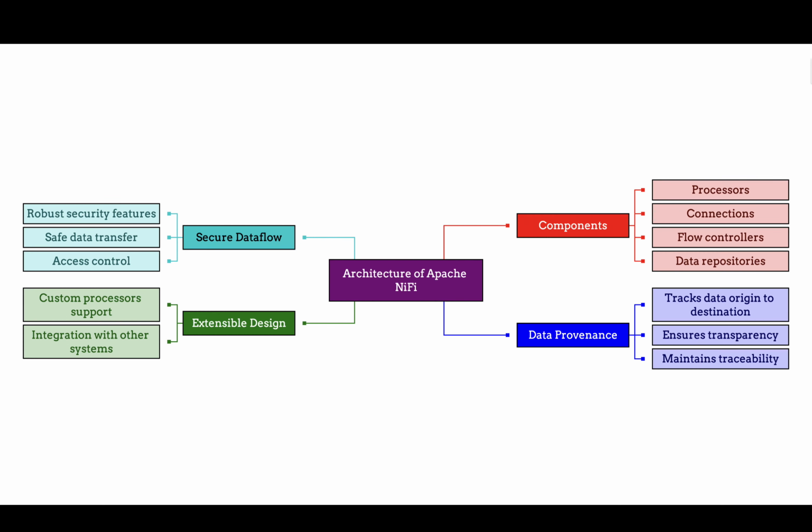Architecture of Apache NiFi. 1. Components. Consists of processors, connections, flow controllers, and data repositories for robust data flow management. 2. Data provenance. Tracks data from origin to destination, ensuring transparency and traceability. 3. Extensible design. Allows for custom processors and integration with other systems, enhancing its adaptability. 4. Secure data flow. Implements robust security features for safe data transfer and access control.